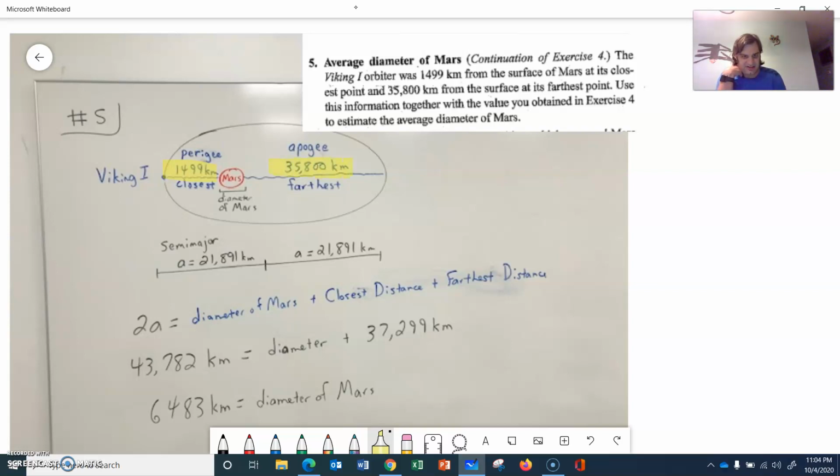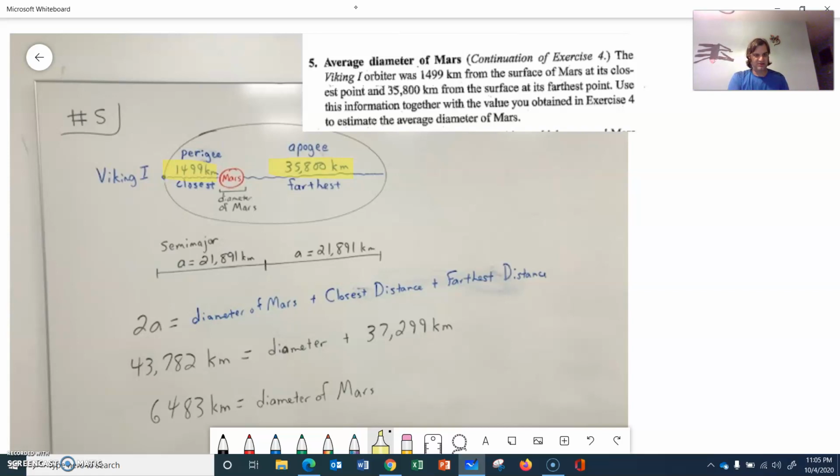So since it's an ellipse, Mars is at one of the foci of the ellipse, so it's not in the middle. So at the furthest point, that's also called the apogee. So we put Mars right in the middle. It says use this information together with the value obtained in exercise 4, which is the previous problem, to estimate the average diameter of Mars.